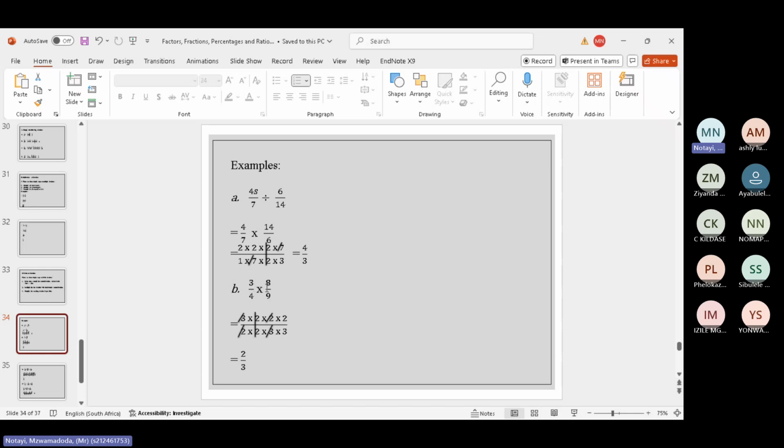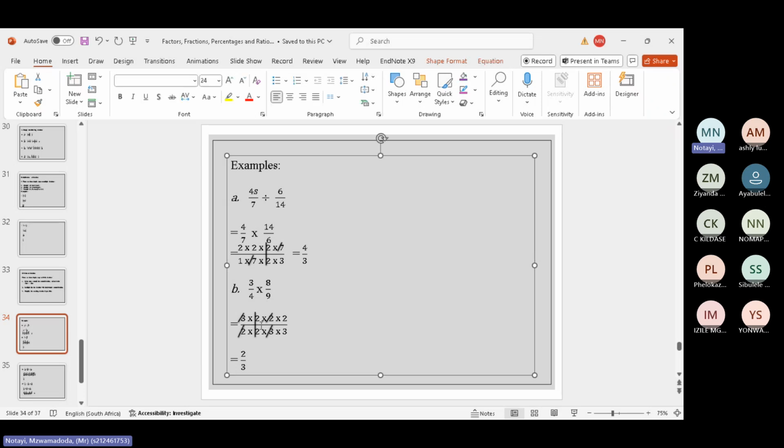3 divided by 4 times 8 over 9. That is the simplification: 3 times 2 times 2 times 2 divided by 2 times 2 times 3 times 3. So the 3 at the top cancels the other 3 at the bottom. And then the two 2's at the top cancel the two 2's at the bottom. And then we're left with 2 over 3.